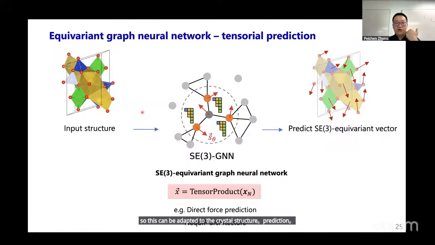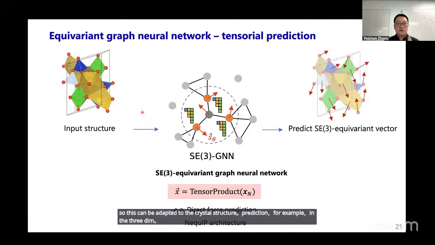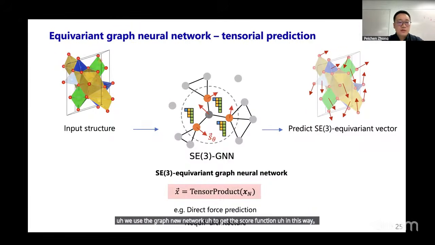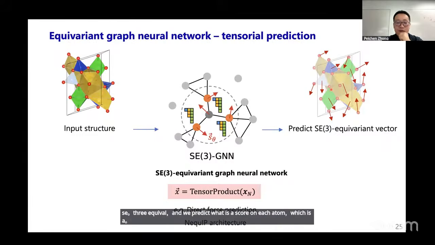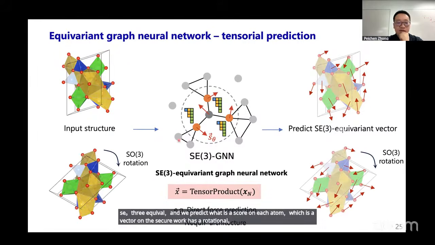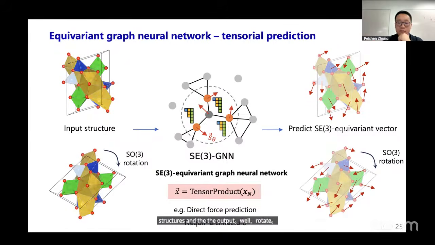For example, for three-dimensional structures, we use a graph neural network to get the score function. We first have an input structure, and we put that into, for example, an SE3 equivariant graph neural network, and we predict the score on each atom, which is a vector. The SE3 equivariant graph network has rotational equivariance. If you rotate the structure, then the output will rotate accordingly.